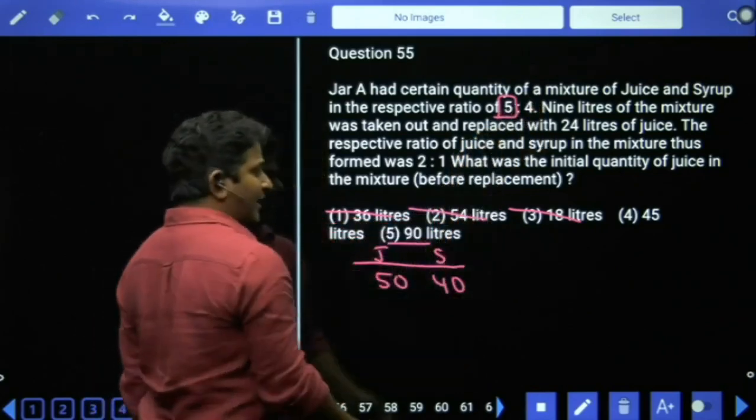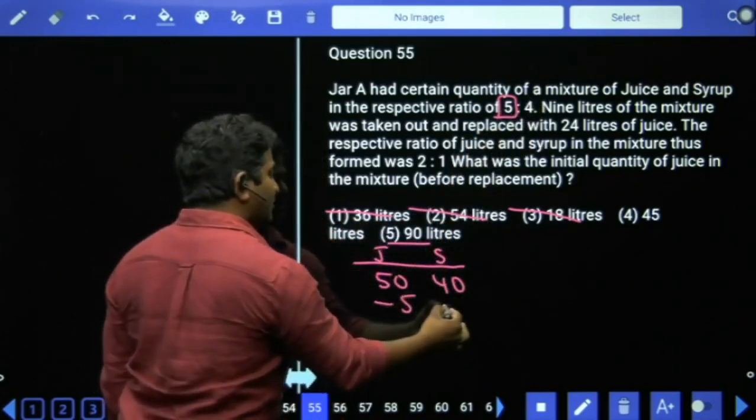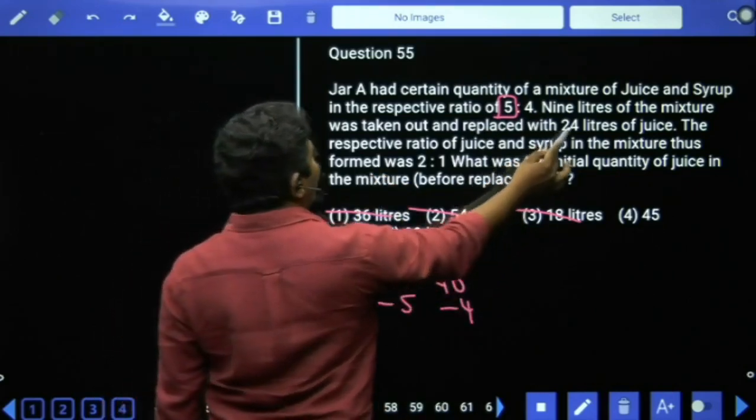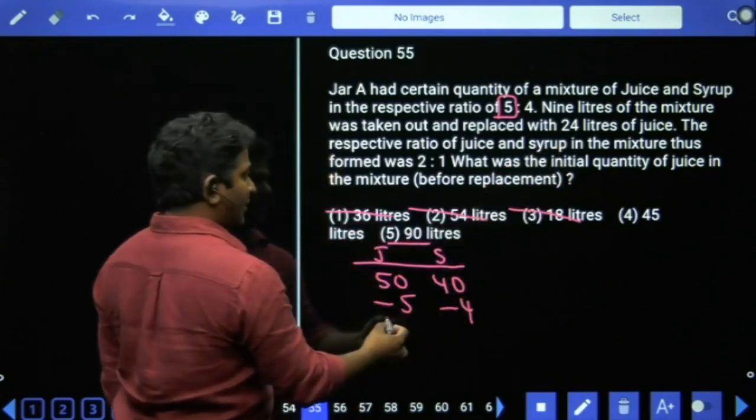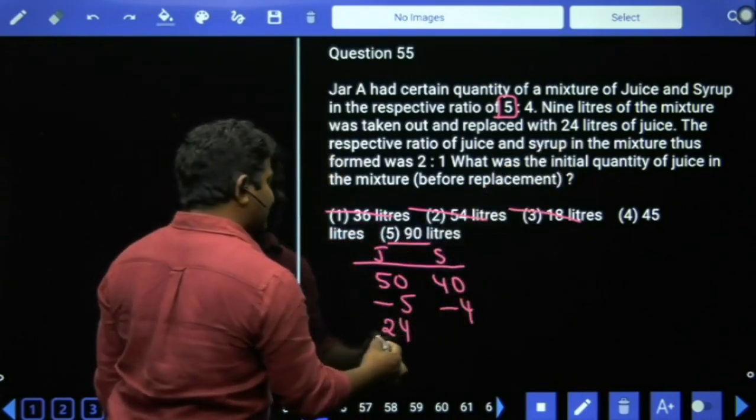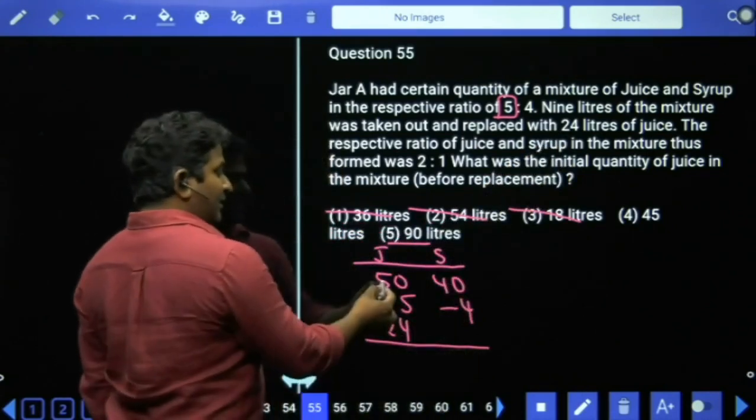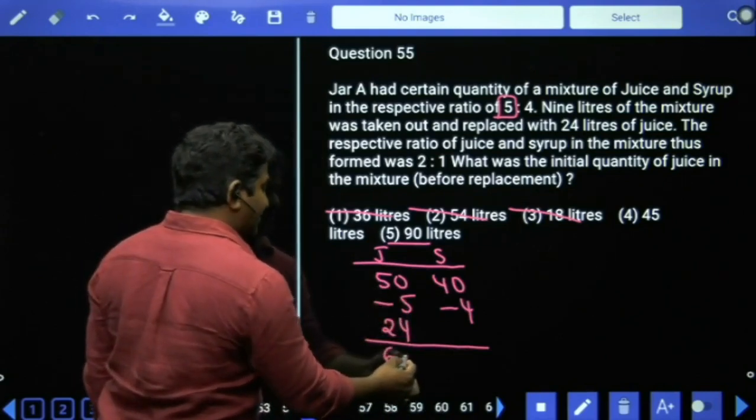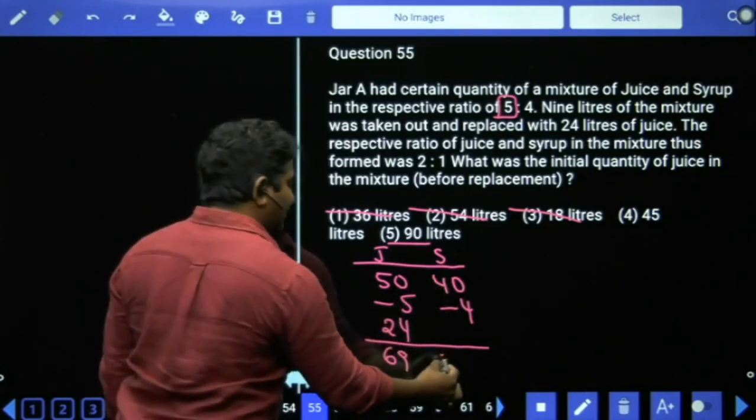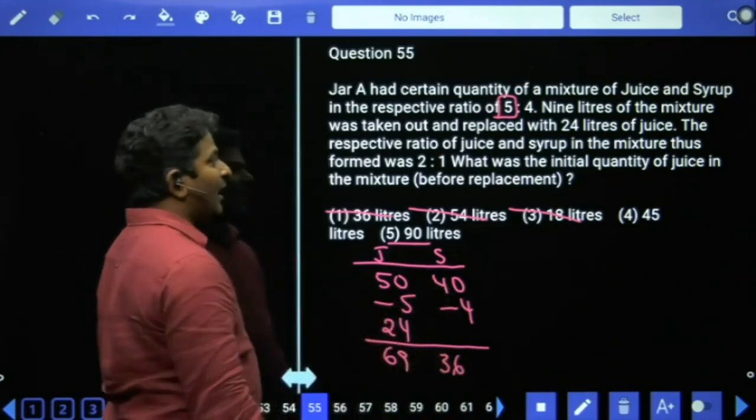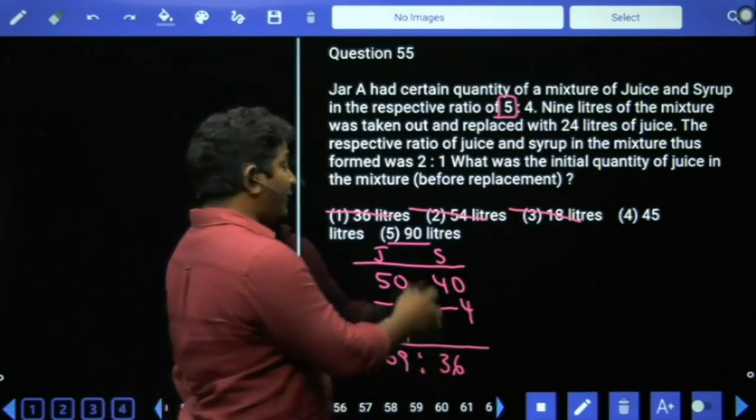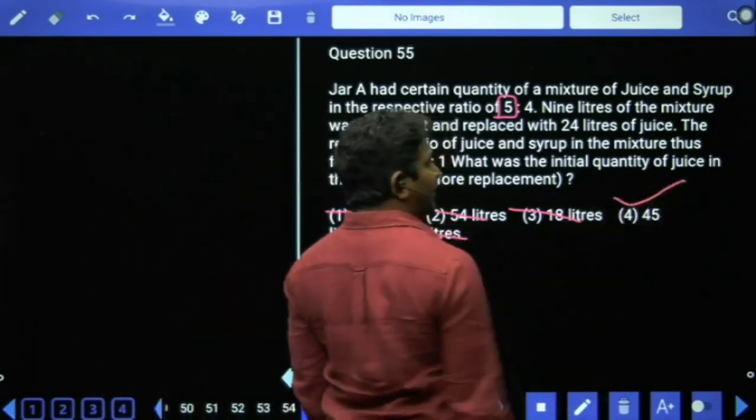9 liters is taken out. So 5 liters from juice, 4 liters from syrup are gone. And 24 liters of juice is added. 45 plus 24, 69 liters, and then 36 liters. Is that in the ratio 2:1? Definitely not. If 90 cannot be your answer, 45 is your final answer.